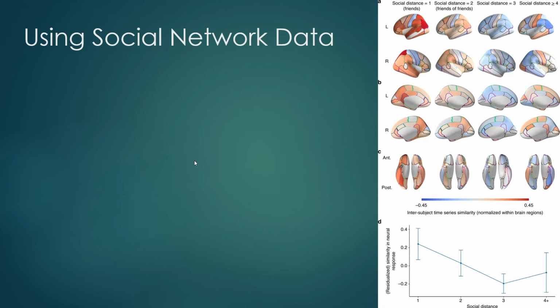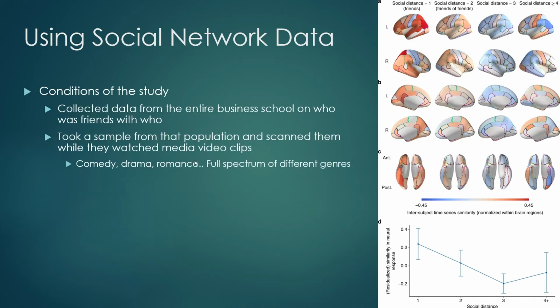This one, I added this slide yesterday, so it's not in your version of the slides, but this was a really cool, groundbreaking study that came out of Carolyn Parkinson's lab. She collected data from the entire business school at UCLA. Basically, she had a list of everybody's name in the business school, and each person went through and indicated whether they were friends with anybody on the list. From that, she was able to build an entire social network, so she knew exactly who was friends with who.